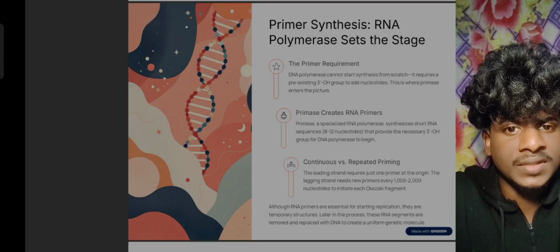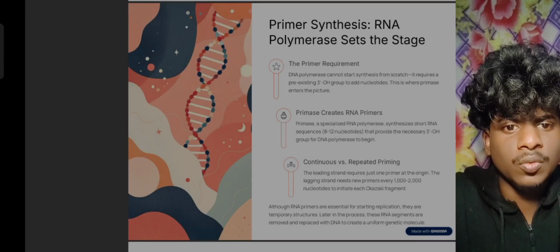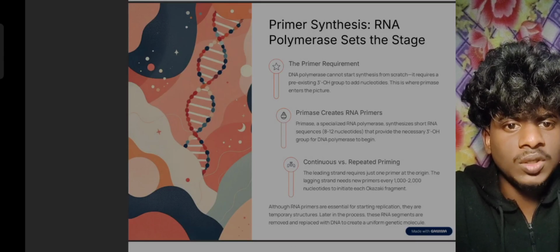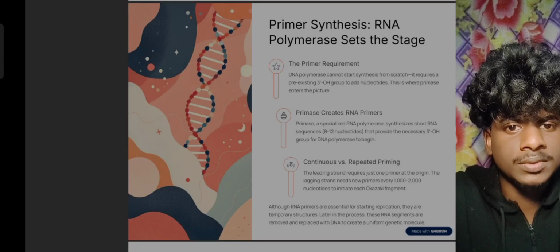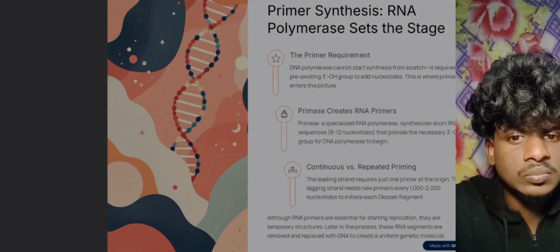Continuous versus repeated priming: the leading strand requires just one primer at the origin, while the lagging strand needs a primer, 1000 to 2000 nucleotides apart, to initiate each Okazaki fragment.